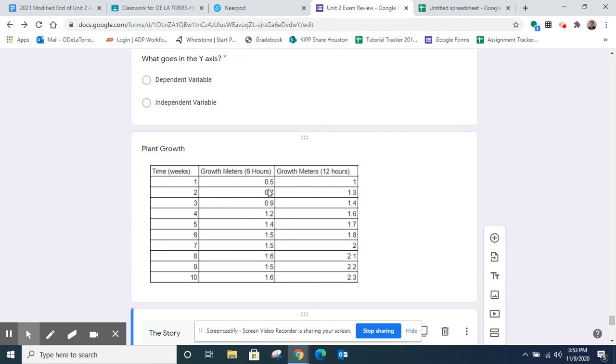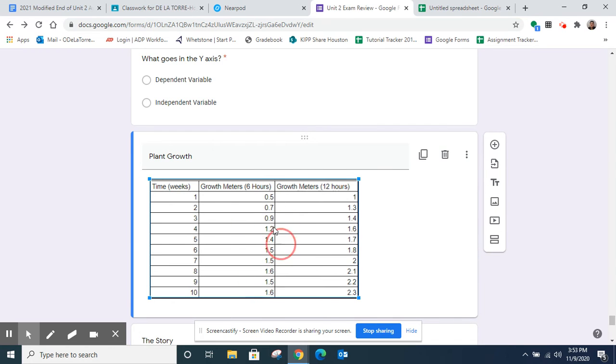See, at 1 week, it was only 0.5 here. But at week 4, it was 1.2. And then at week 8, it was 1.6. So depending on what time I was measuring it, the growth number changed. Notice how the growth number changed depending on the time, but the time did not change depending on the growth.